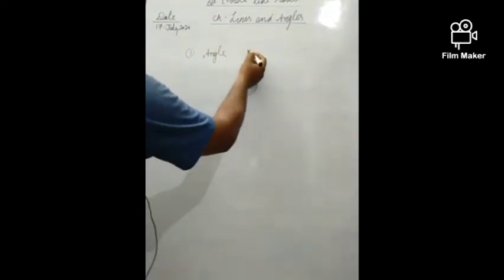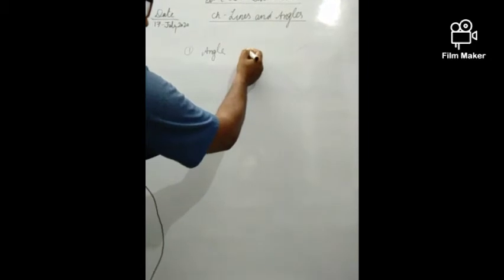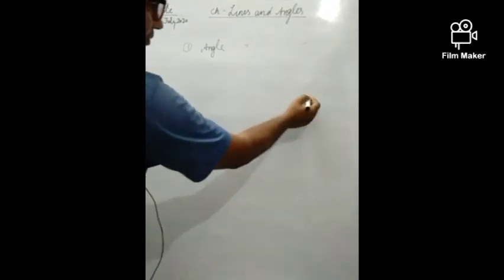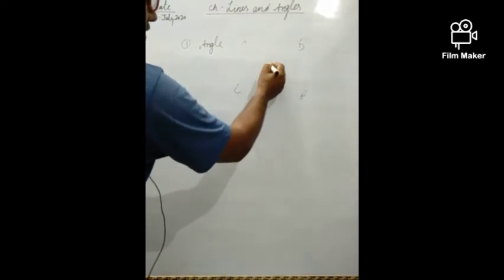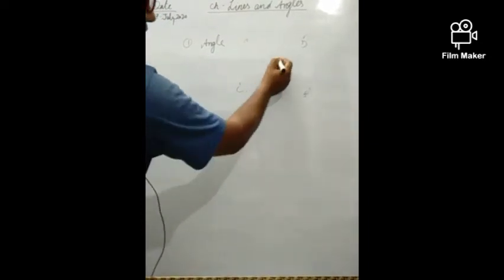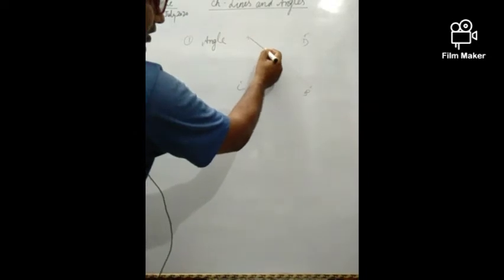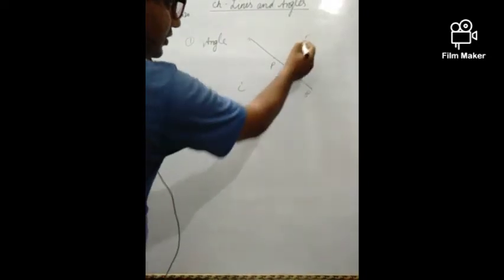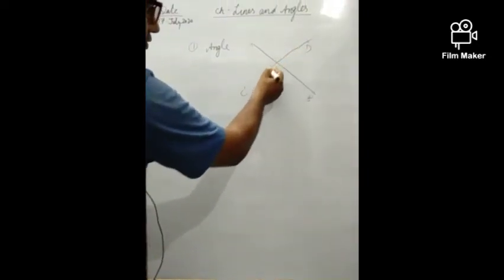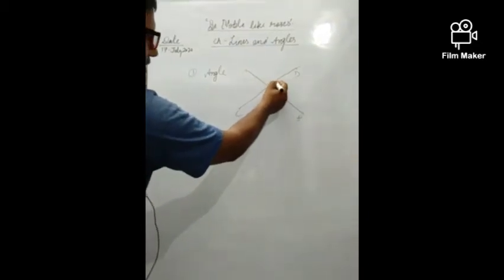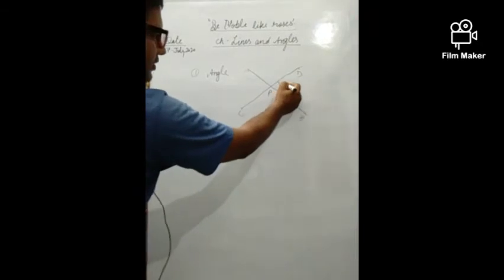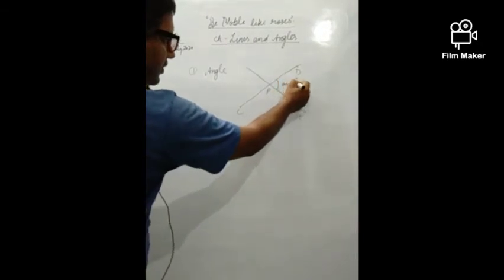For support, I have drawn these two lines, AB and CD. Both are intersecting at point P. So these two lines again I am overwriting. Yes, these two lines are intersecting at point P. So as per the definition, this is known as an angle.